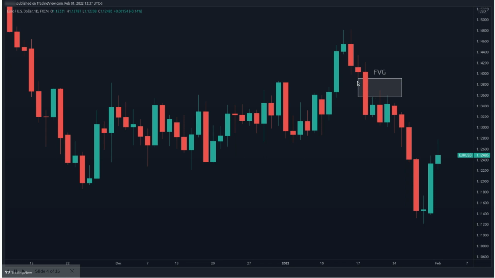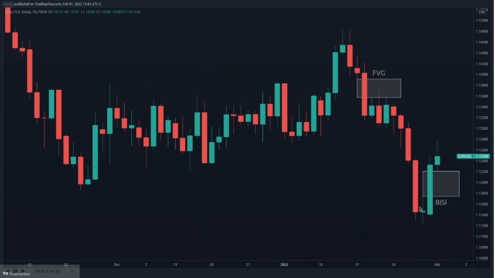So this space in here, there has been no trading before and after this candle in this space. So this creates an imbalance in price, and that becomes a fair value gap. Now as you can see, when price went into that, it was rejected and really went down. So this is some kind of resistance level now. So that's a fair value gap.